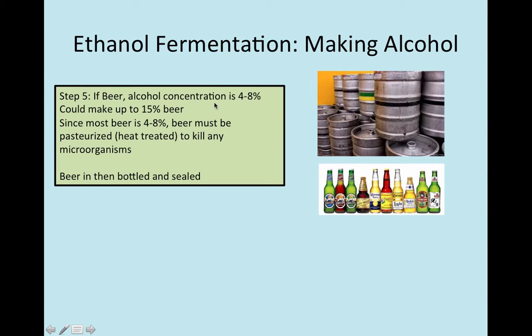Now, beer's a little different. Beer's only going to be 4 to 18%, so we cut this off a little earlier. We could make beer up to 15%, but we cut it off earlier because beer would taste horrible if it was 15%. But because we're cutting it off earlier, we're not killing all the microorganisms, and that's why beer needs to be pasteurized. And if it's not pasteurized, then you need to drink it pretty quickly after it's been made.